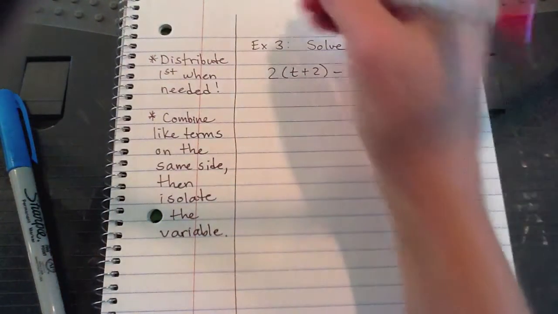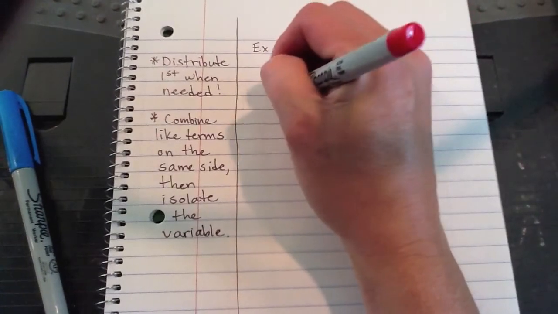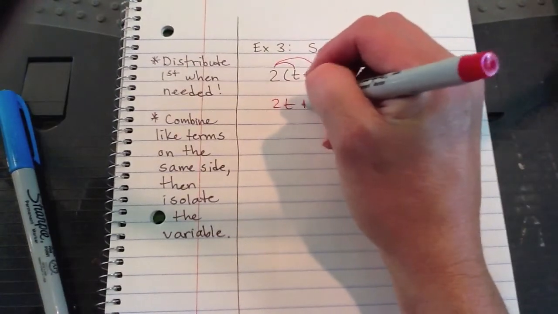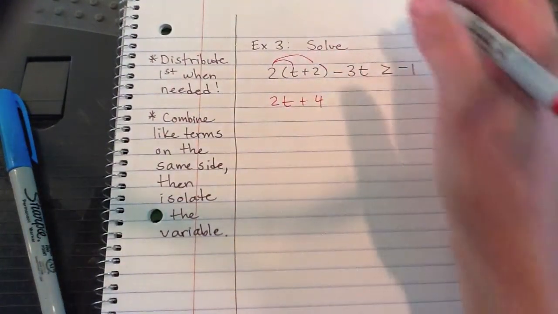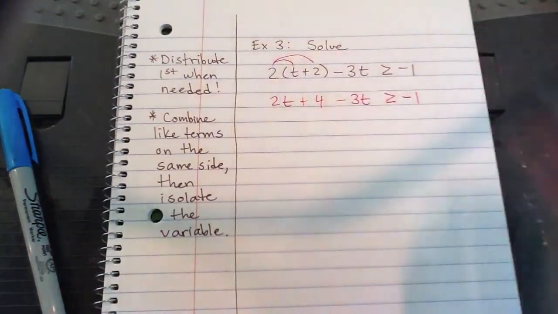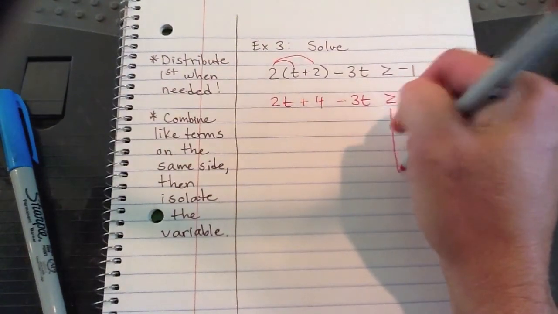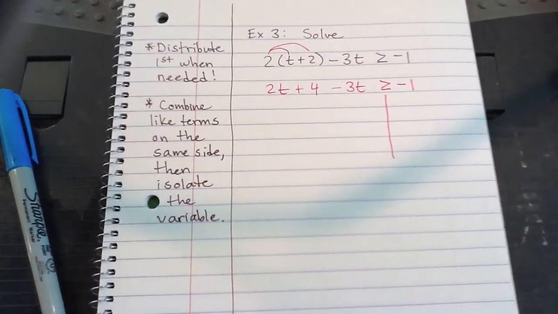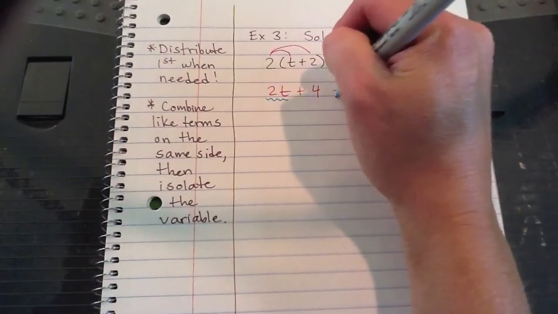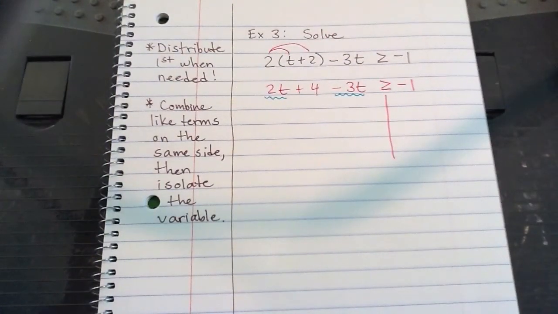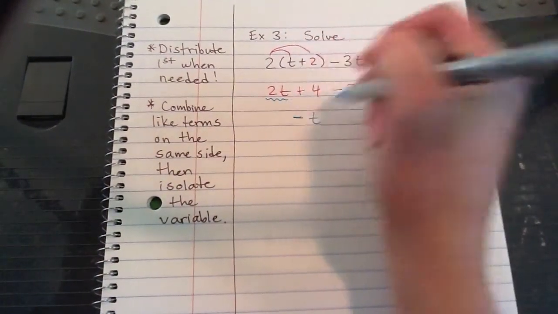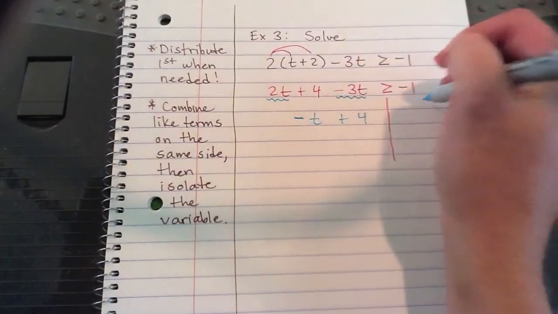Alright, so you should have distributed 2 times t, 2t, plus 2 times 2, which is 4. Then you just bring down the negative 3t, bring down the greater than or equal to sign, and the negative 1. Now you draw your line, and you go ahead and start looking at what you can do. So you notice you have like terms on the left side right here. 2 minus 3 should have been a negative 1t, and then you still have plus 4 is greater than or equal to negative 1.